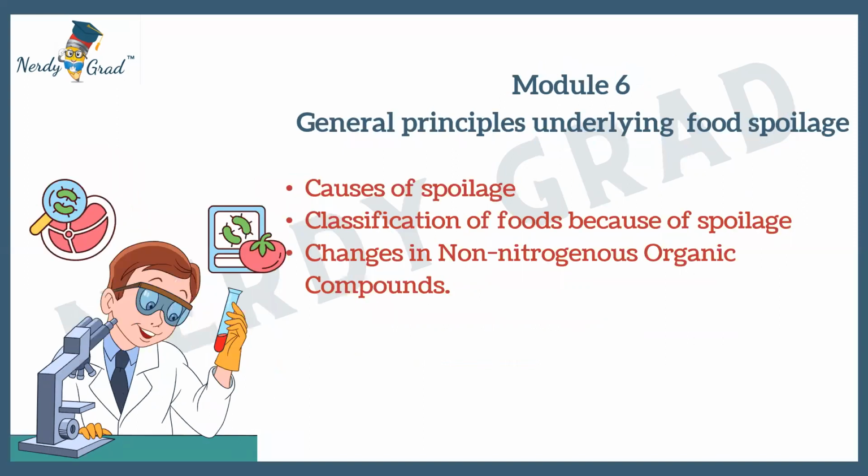Module 6 is general principles underlying food spoilage. First we have the different causes of spoilage. Second, we'll be looking into classification of foods because of spoilage. And the third would be, after spoilage, what are the changes in the non-nitrogenous organic compounds?